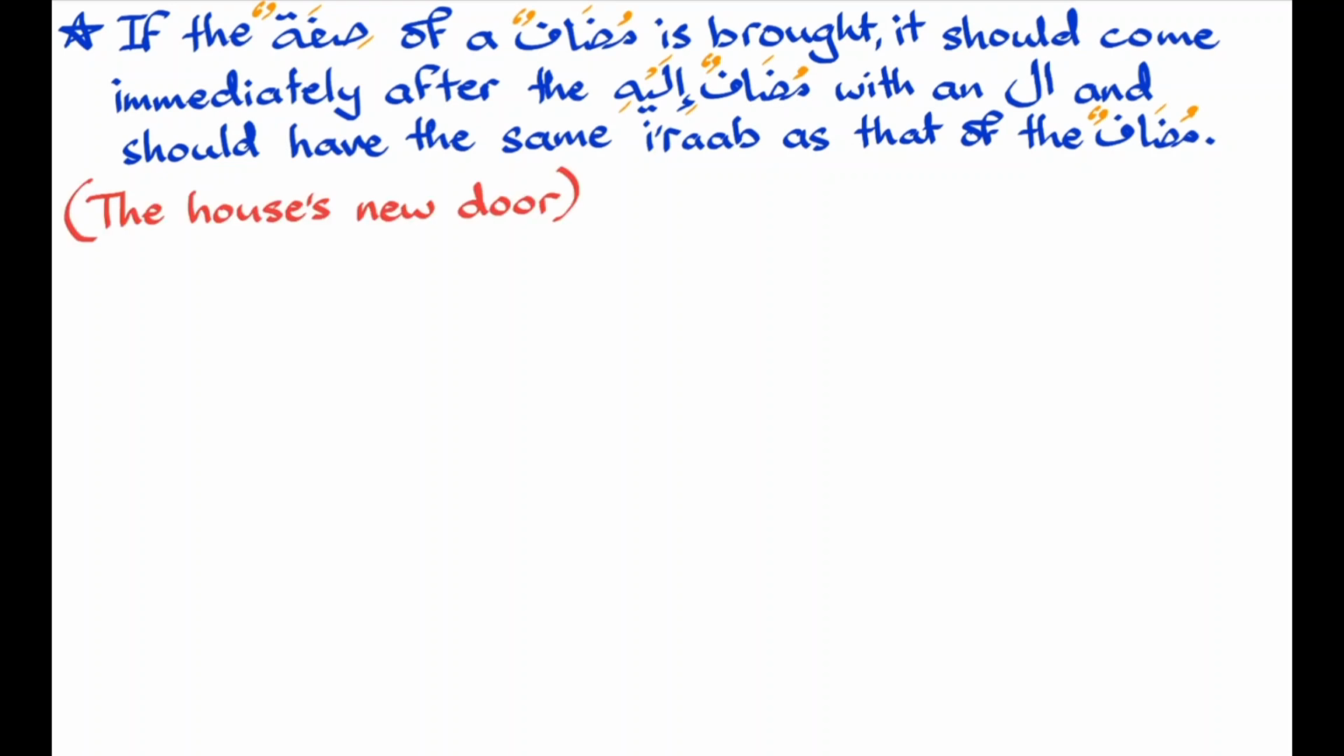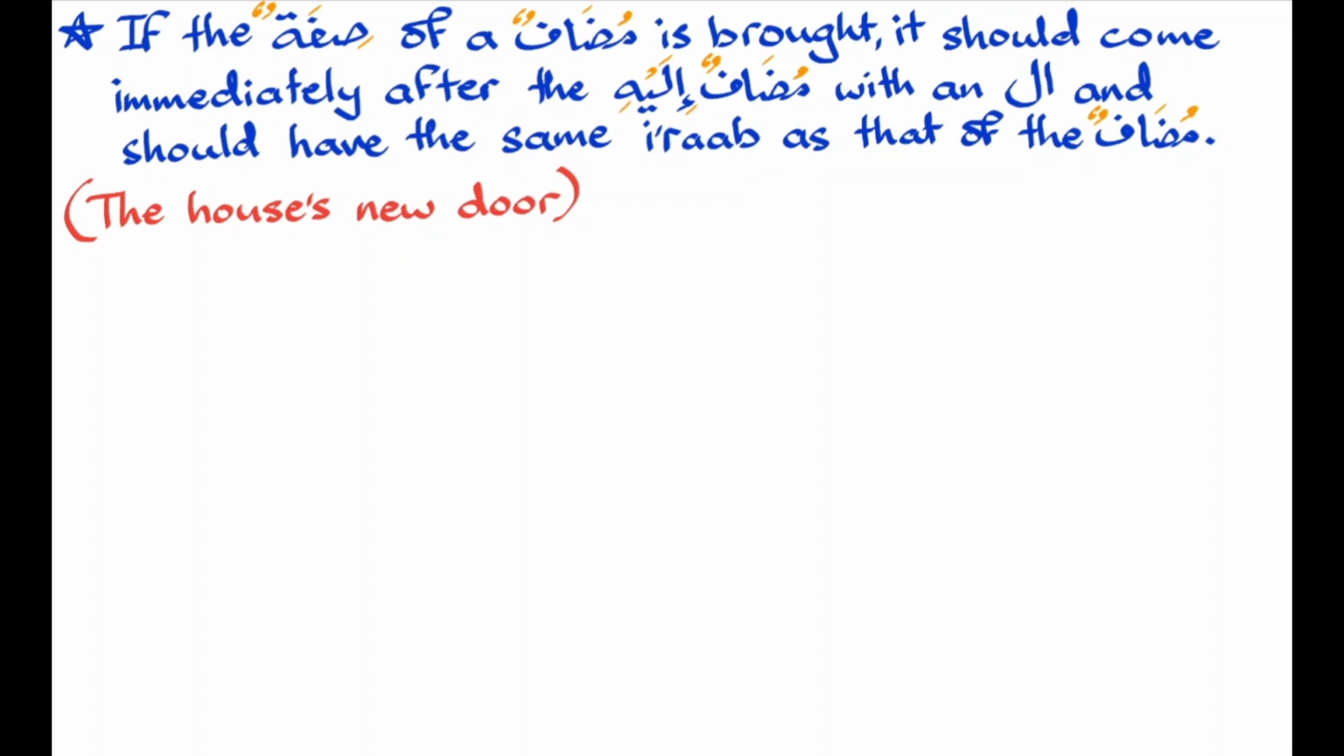Here, the thing being possessed, the mudaf, is the door, and the thing that is possessing it is the house. So that's the mudaf ilayh. New is the sifa, the adjective of door, which is mudaf. So you're bringing the sifa of a mudaf, you're attributing new to the door. So the first thing you need to keep in mind is that it should come immediately after the mudaf ilayh. So whatever new is in Arabic, it's going to come after you bring the house. Second thing, new is going to have an alif lam before it. Third thing is going to have the same i'rab as that of door in Arabic.